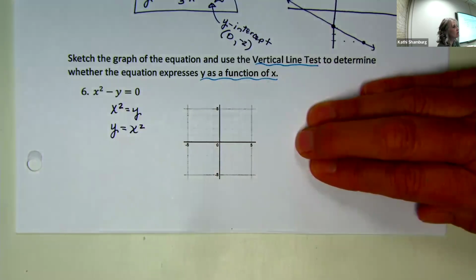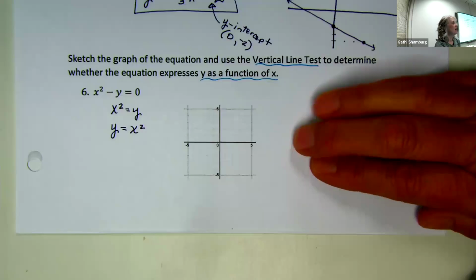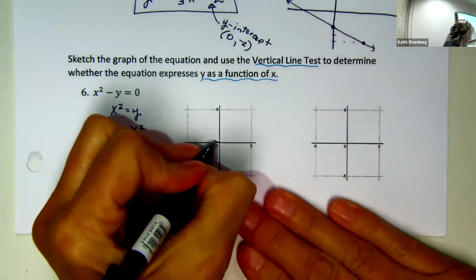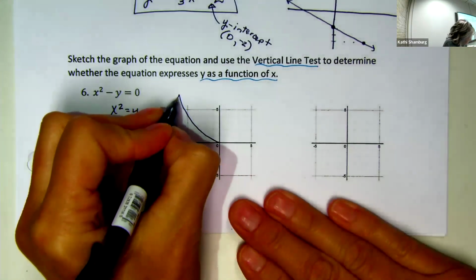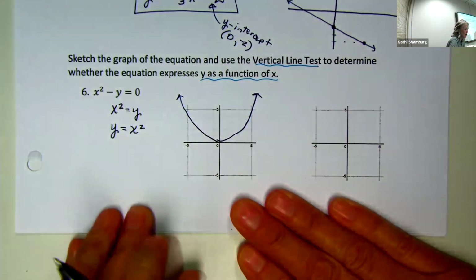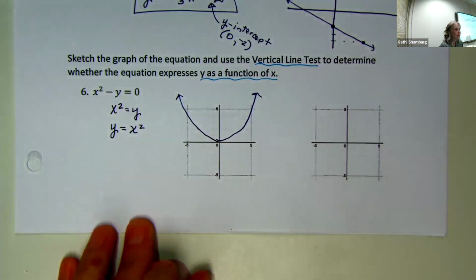Anybody know what this graphs? A hint, it's similar to this, but not exact. Can you tell me if it goes up or down? It does go up. So we've got a parabola. I don't know if I sketch, but it would look like this. Okay, so there's my sketch.